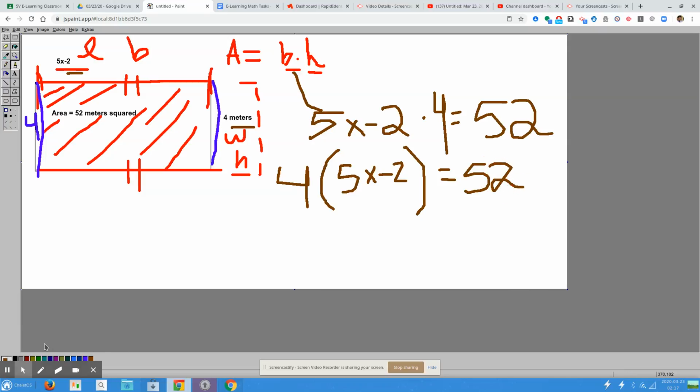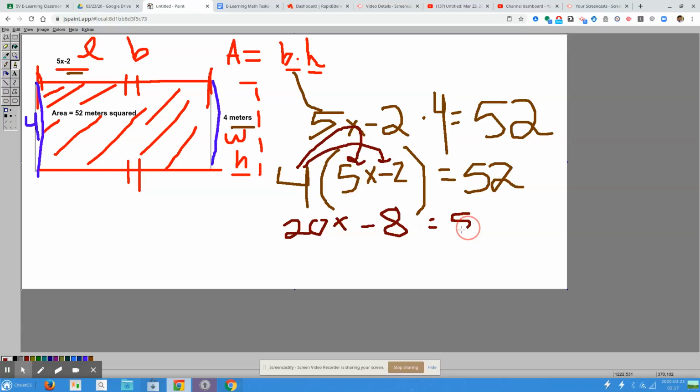From there, I'm going to distribute the 4. 4 times 5x is 20x. 4 times negative 2 is negative 8. So right now we've got 20x minus 8 is equal to 52.